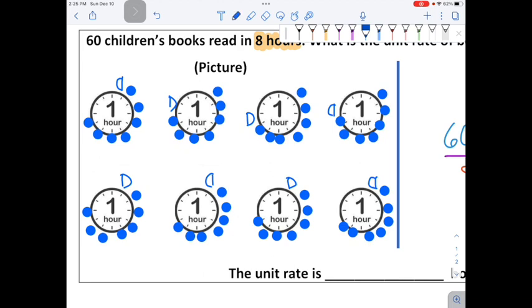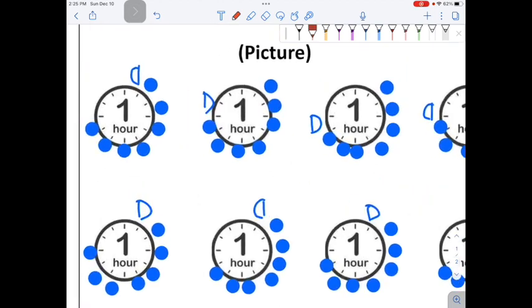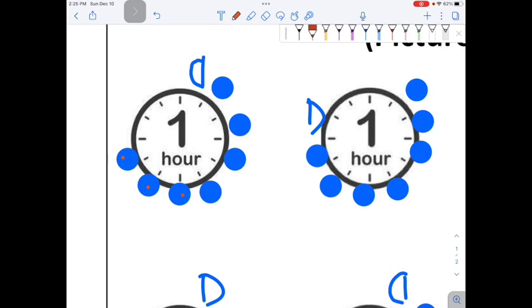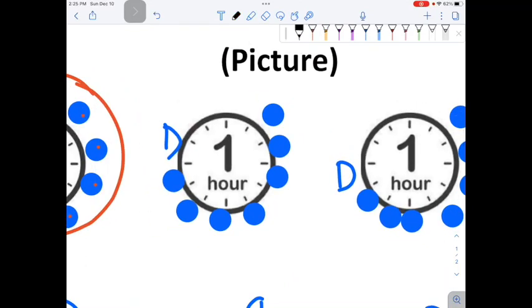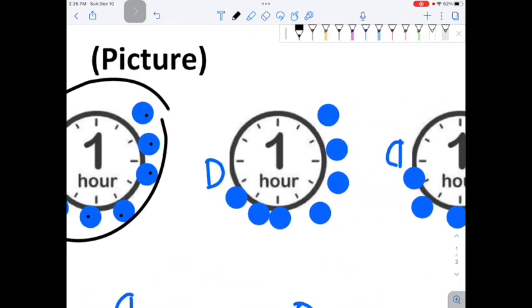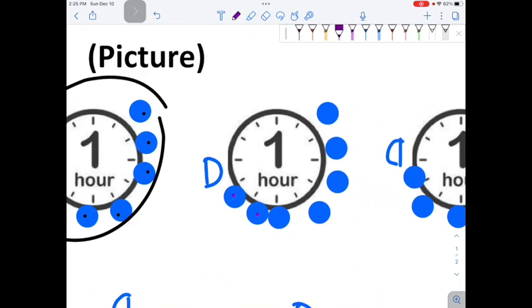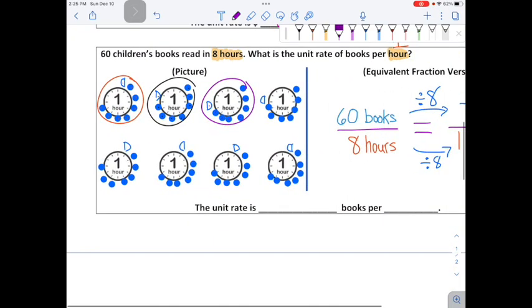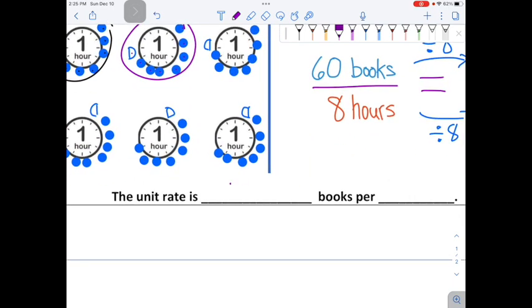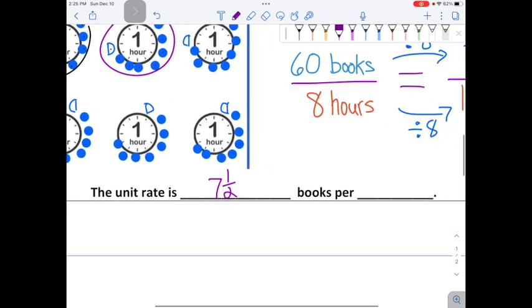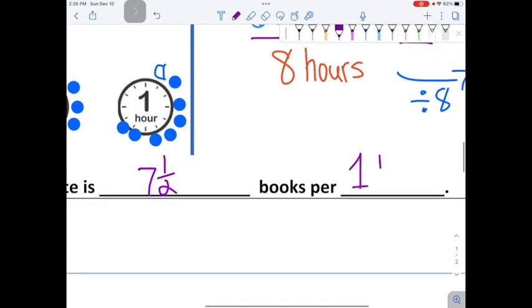All right, that was a lot harder picture to draw, but let's take a look at this. Here's my first hour. 1, 2, 3, 4, 5, 6, 7 1/2. There's 7 1/2 books right here. Let's look at the next hour. There's 1, 2, 3, 4, 5, 6, 7 1/2 right there. All right, this works for just the next one. I think we can call it good enough. 1, 2, 3, 4, 5, 6, 7 1/2. Each hour has 7 1/2 books. So the unit rate, when we look 1 hour at a time, is 7 1/2 books read per 1 hour, or just hour.